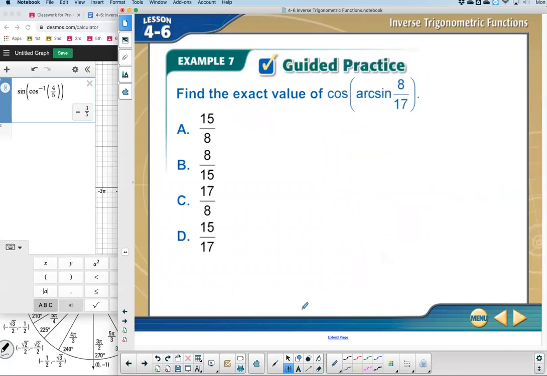So now let's have you try this one. Again, draw your triangle, solve for your missing side, and then you can come back and get the cosine of the sine inverse of 8/17.